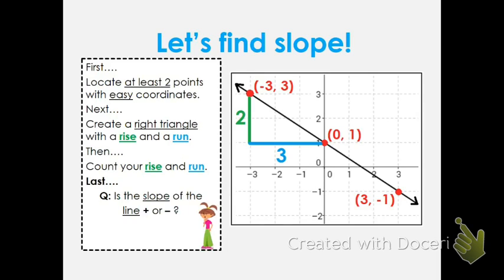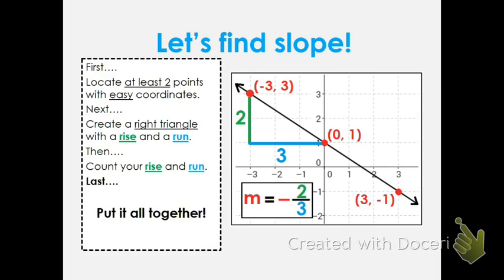And then the next part is, is the slope positive or negative? This is a negative slope. So we're going to put this all together, and our variable for slope is m. So m is equal to negative 2 over 3.